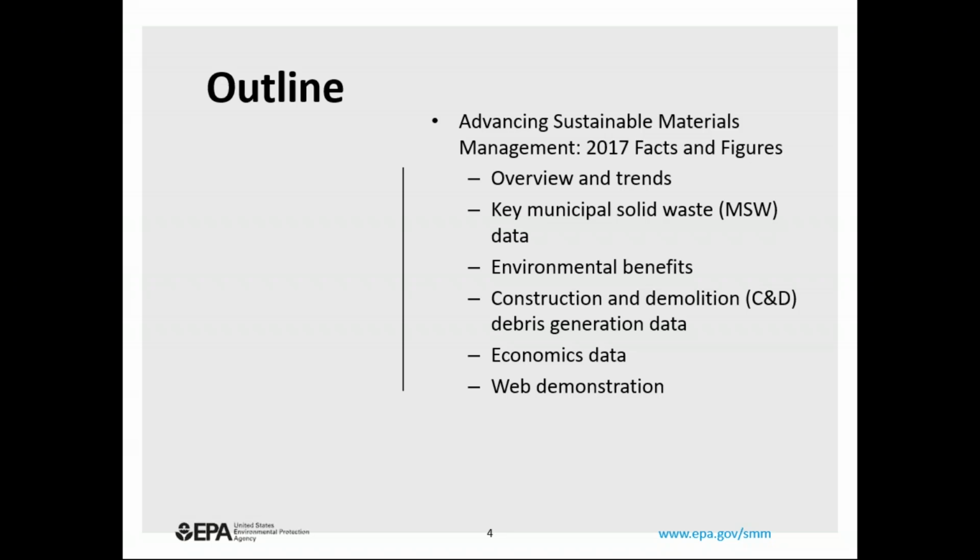So in a very general sense, the outline that you're going to see today is going to be an overview and trends of MSW data with a deeper look on the 2017 data. Then an overview and trends of construction and demolition data. Then some economics data that are related to the MSW industry, such as commodity prices of major recyclable materials, landfill tipping fees, and personal consumption and expenditure. And then finally, as I said before, we will end with a web demonstration with the spotlight on some of the new features on our website.